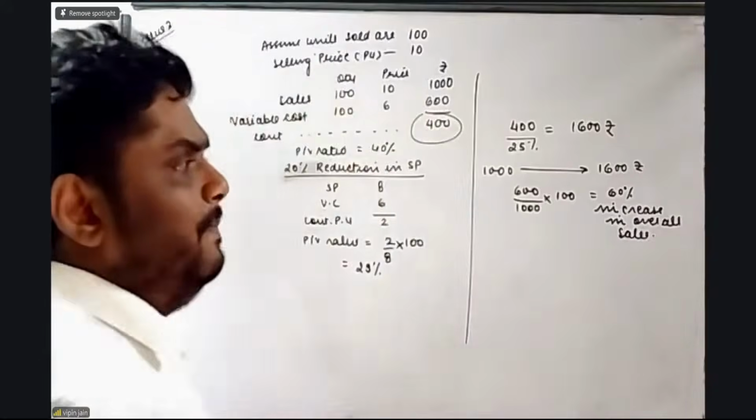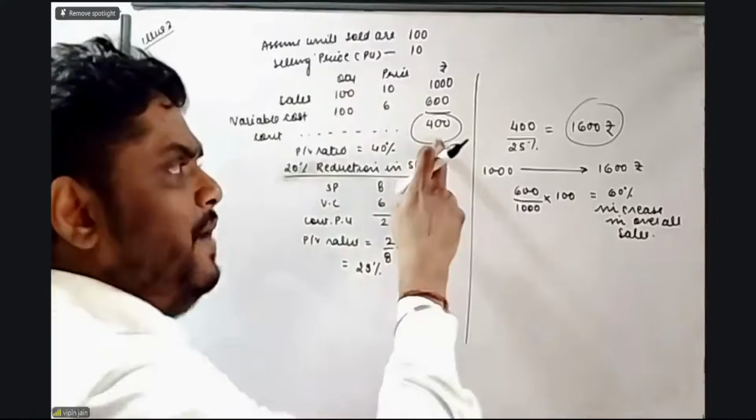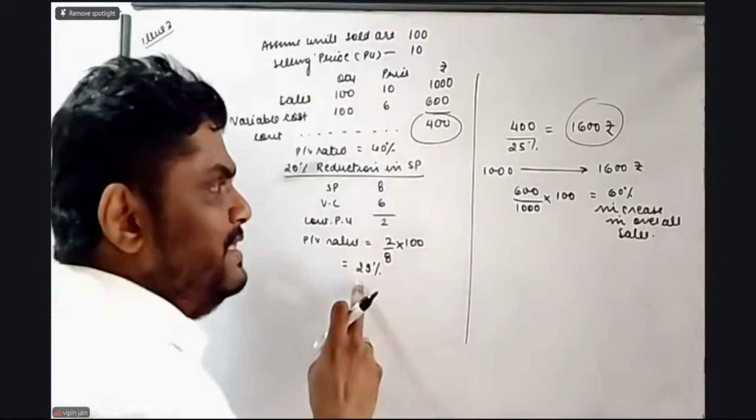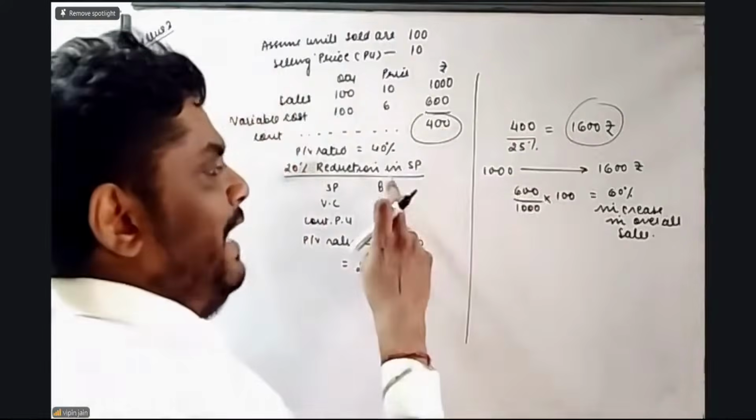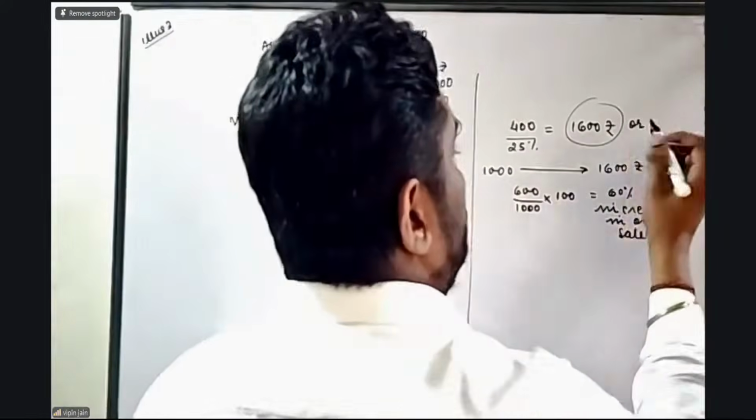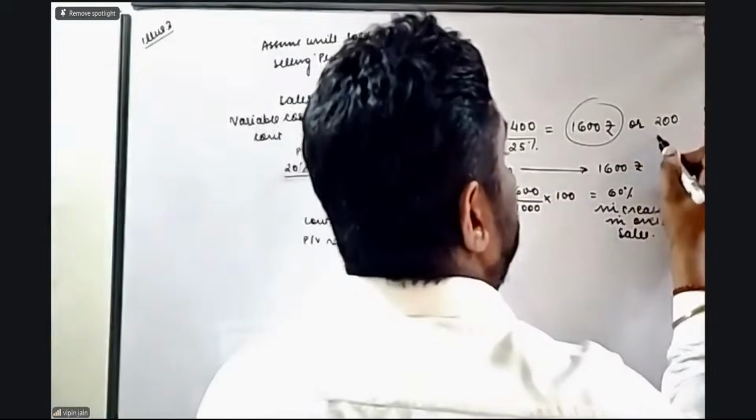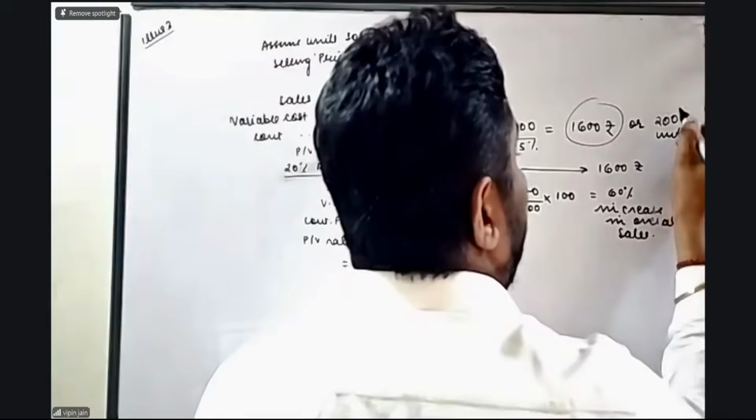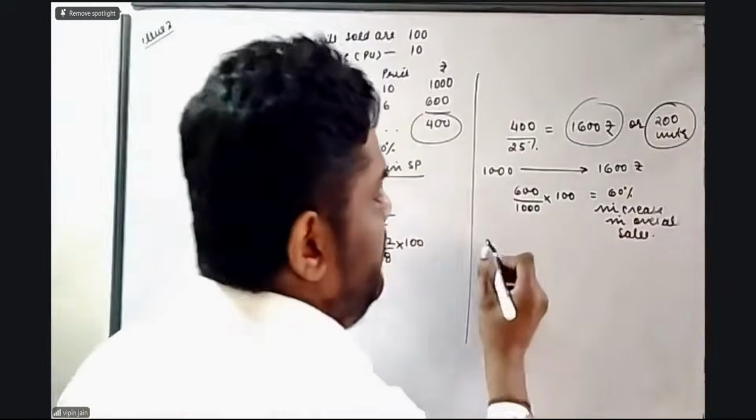Further, our sales is 1600 now. To earn the same amount of contribution with this 25% PV ratio, we have to make sales of 1600 at a price of 8. It means how many units we have to sell? 200 units. So very simple.